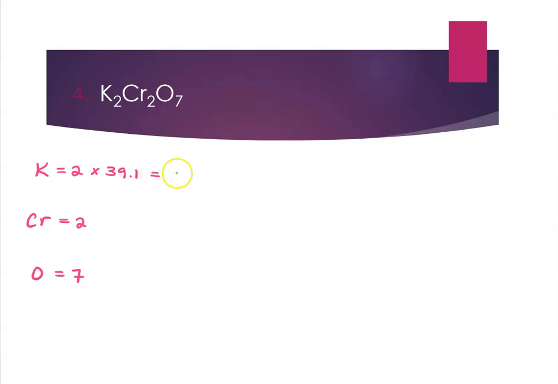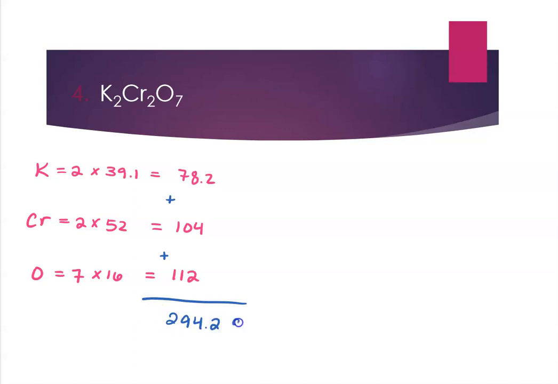So that equals 78.2. Molar mass of chromium is 52. If I multiply those, I get 104. And then the molar mass of oxygen is 16. And 16 times 7 is going to be 112. So now I just add all of those together, and I get a total of 294.2 grams per mole. All right.